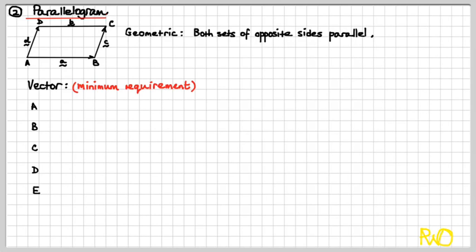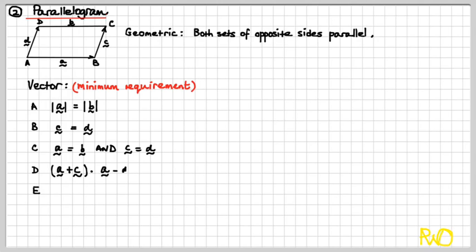Alright, so vector, minimum requirement, A, B, C, D, E, here we go. There's A, there's B, there's C, there's D, goodness. And there's E. Now I want you to pause the video and you work it out, and then you come back. All right? I'll be here.